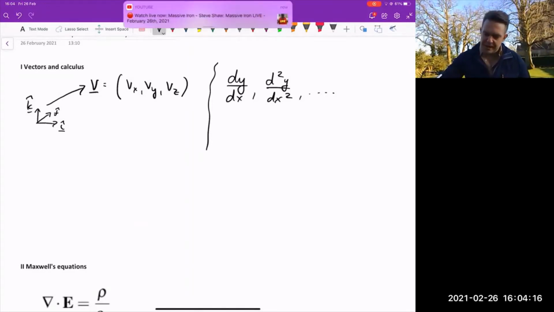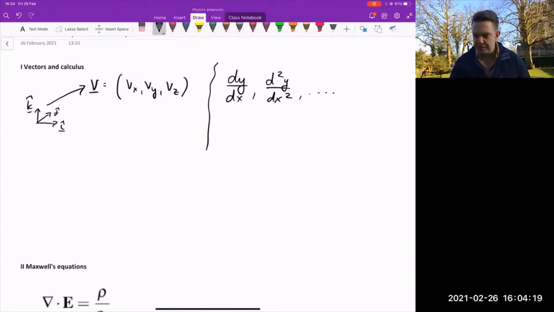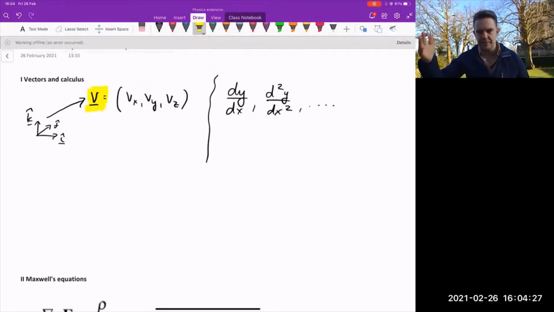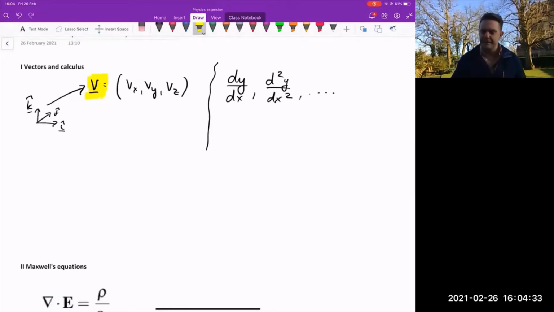So the question then is, what happens when we want to put the two together? Because in physics, we deal with vectors all the time. We live in a three-dimensional universe in terms of space. Everything like forces, electric field strength, they're all vector quantities. So we need to put these two together.